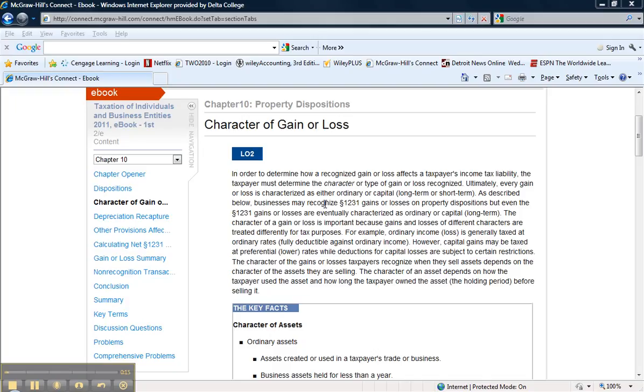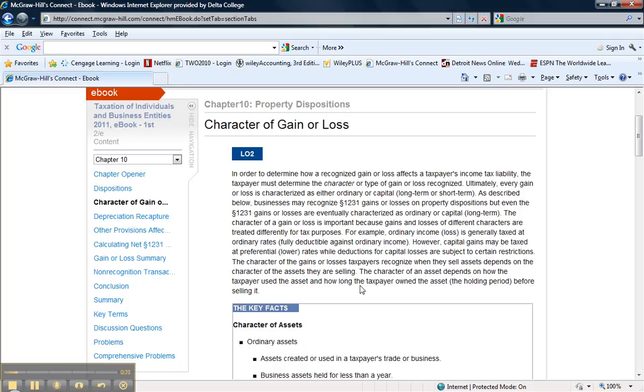Ordinary gains and losses are just regular items that are subject to the regular tax rates, or the ordinary tax rates of a taxpayer. But capital gains and losses can be treated differently. Capital gains can get preferential tax rates. Capital losses can be disallowed. So we'll look at some of that stuff later on. But we have to be able to put a character on gains or losses.